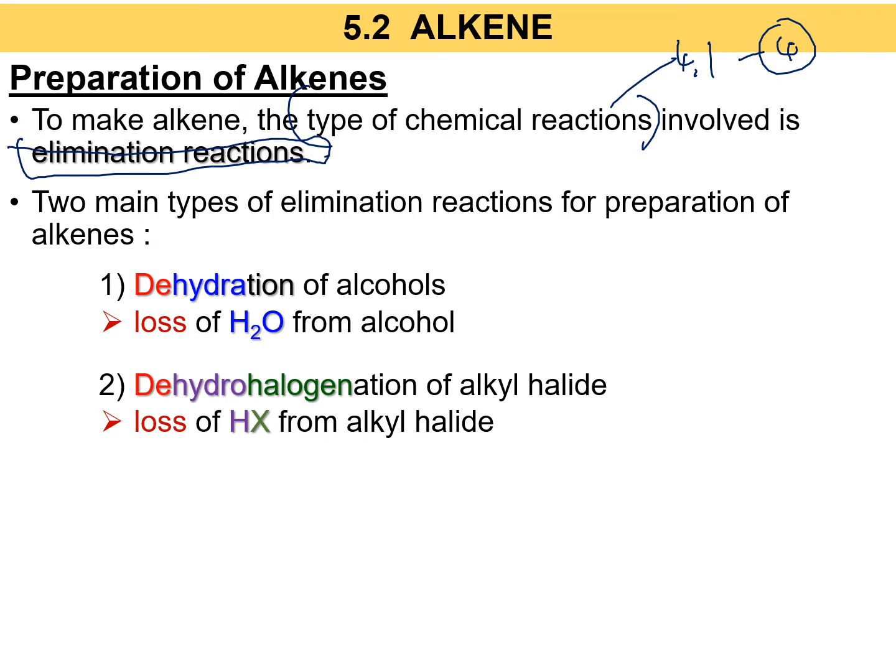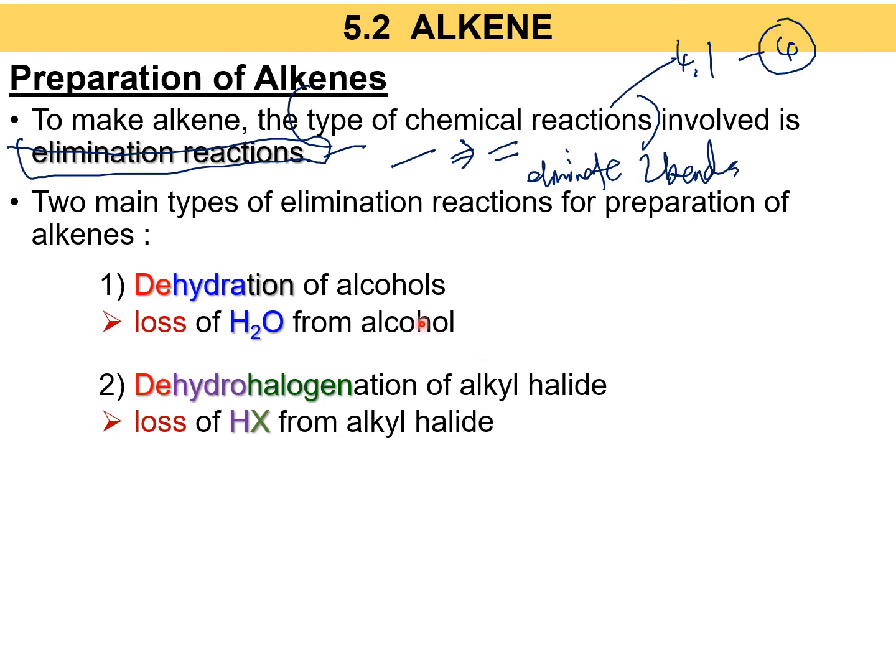Elimination reactions ni di mana daripada single bond dapat double bond, because why? Because kita eliminate dua benda. Okay, eliminate dua benda. So basically bila nak buat alkene ni ada dua cara.